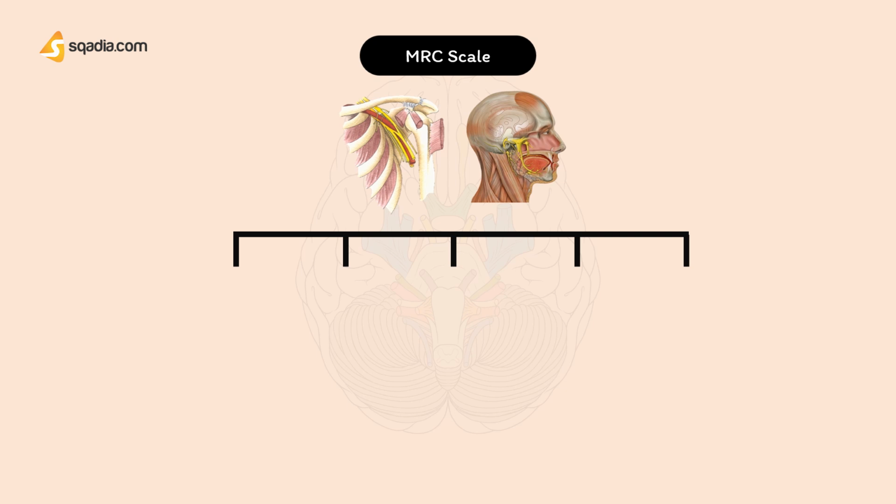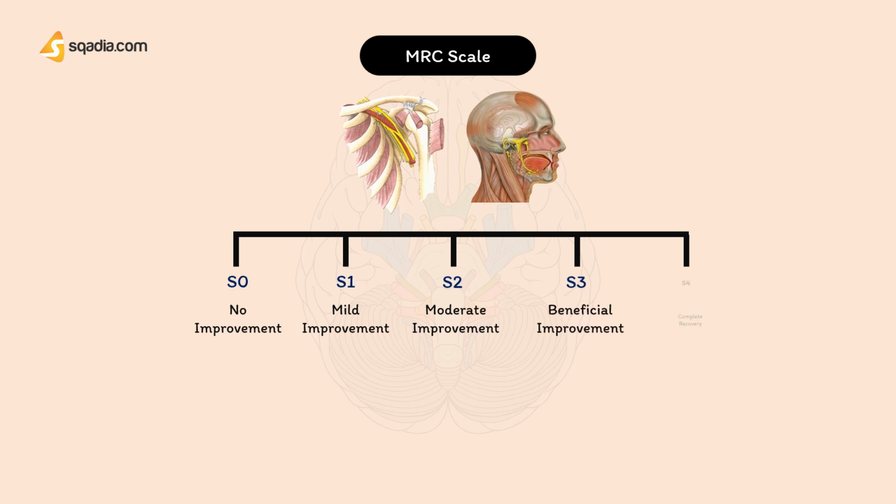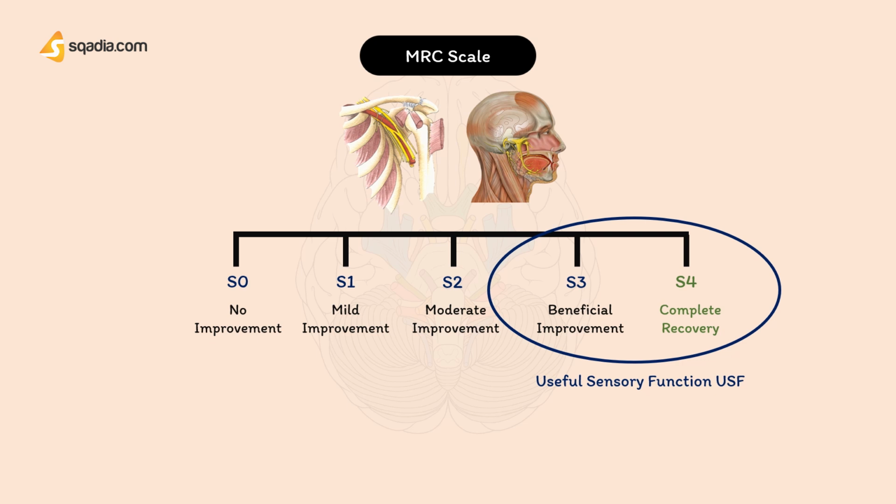The MRC scale provides a global assessment of neurosensory function by using a combination of measures. The scale ranges from a score of S0, which is no improvement, to S4, which is complete recovery. For peripheral nerve injuries, a score of S3 or higher has been defined as useful sensory function, USF.